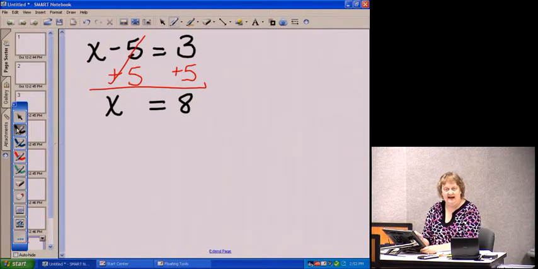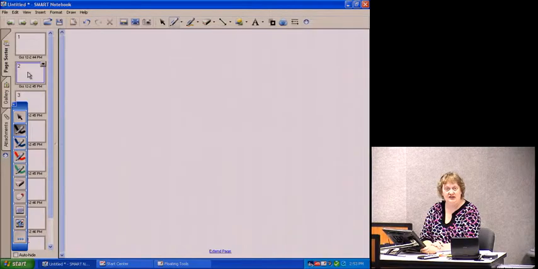Let's look now at another example. And again, this is another example where we can probably look at the equation and tell what the answer is.